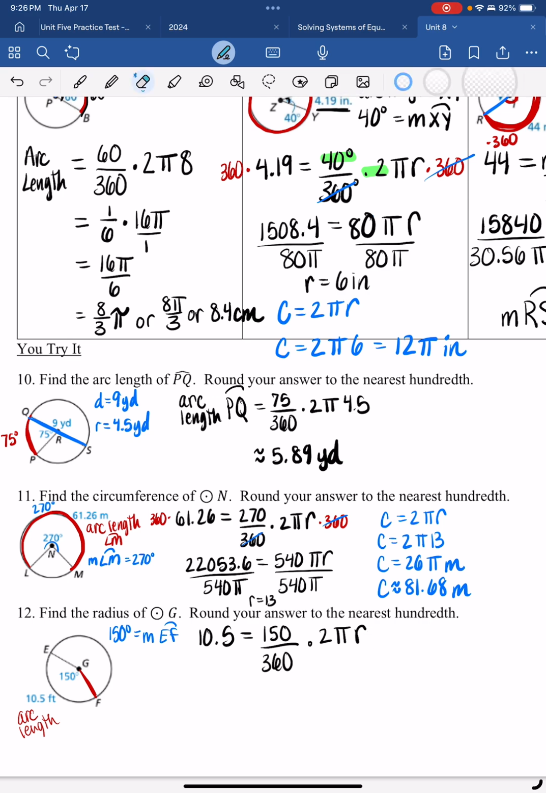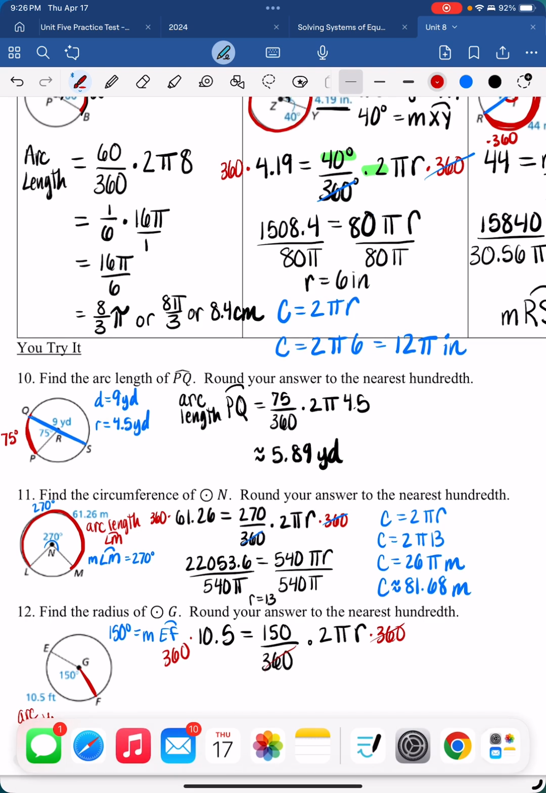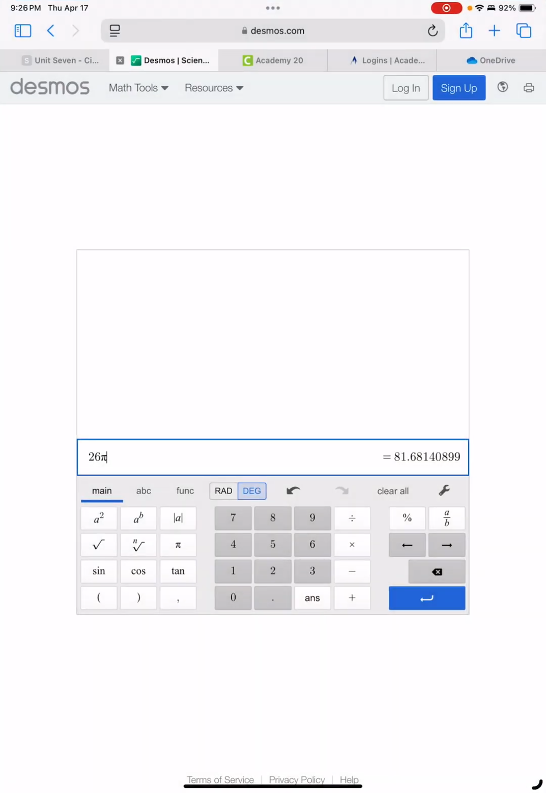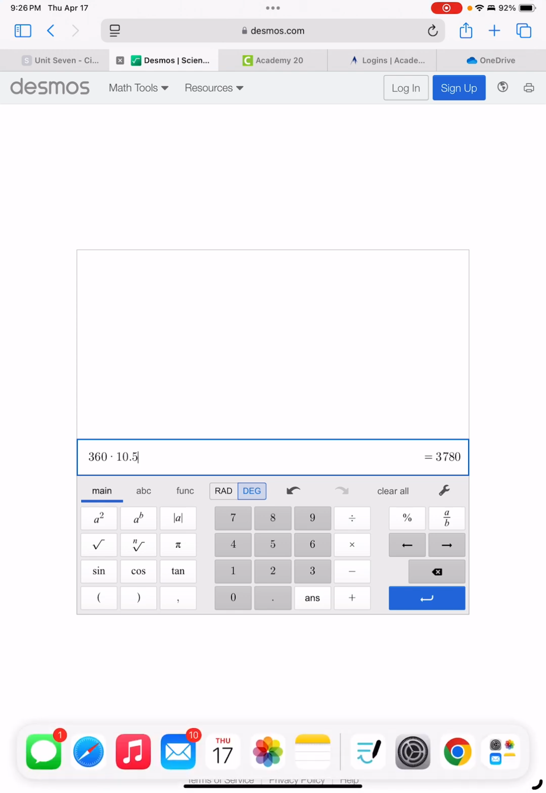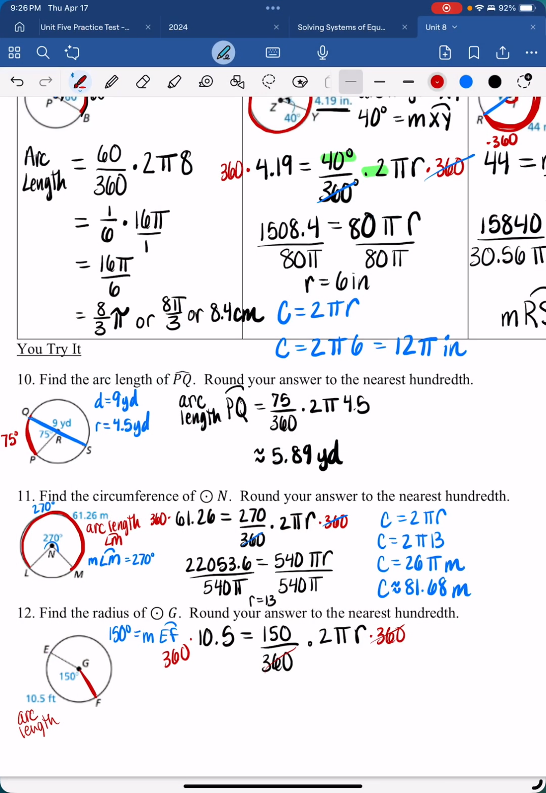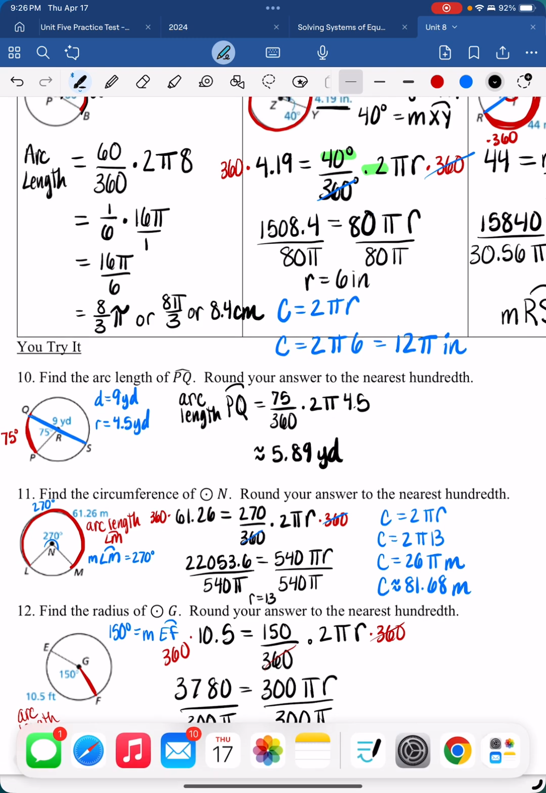To both sides, we can multiply by 360 just to get rid of that fraction. So I have 360 times 10.5. It's going to be 3,780. 3,780 equal to, and then on the right side we could take the 150 and the 2 and multiply those together to make 300. So 300 pi radius. Then we're going to divide both sides by 300 pi, and we'll be able to calculate that radius.